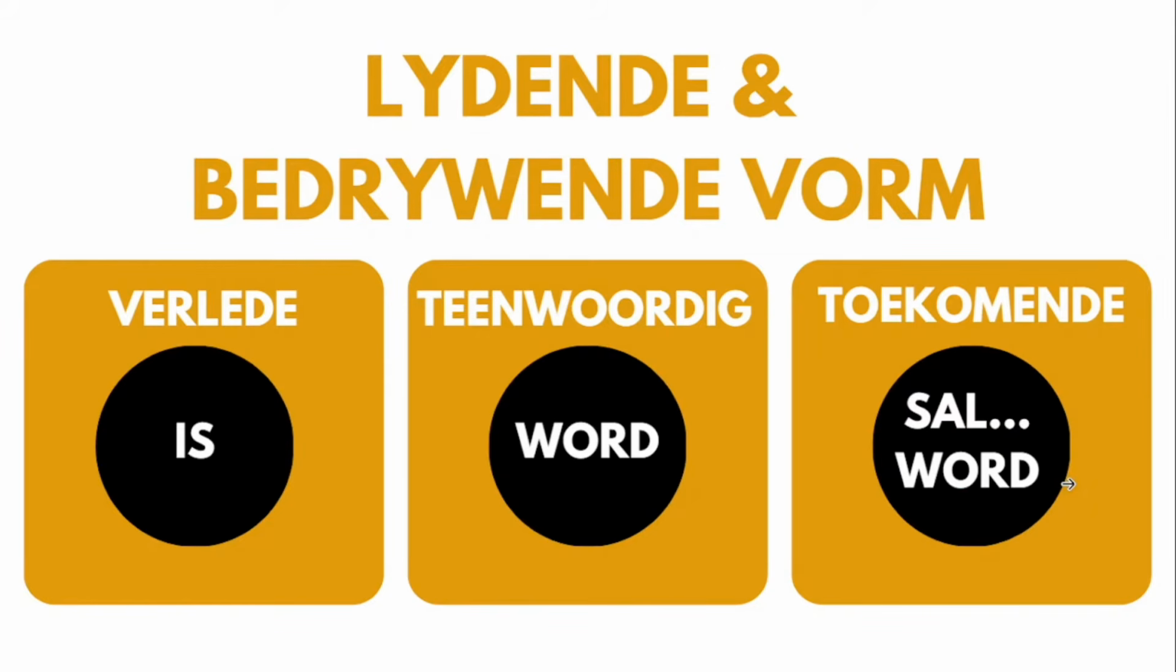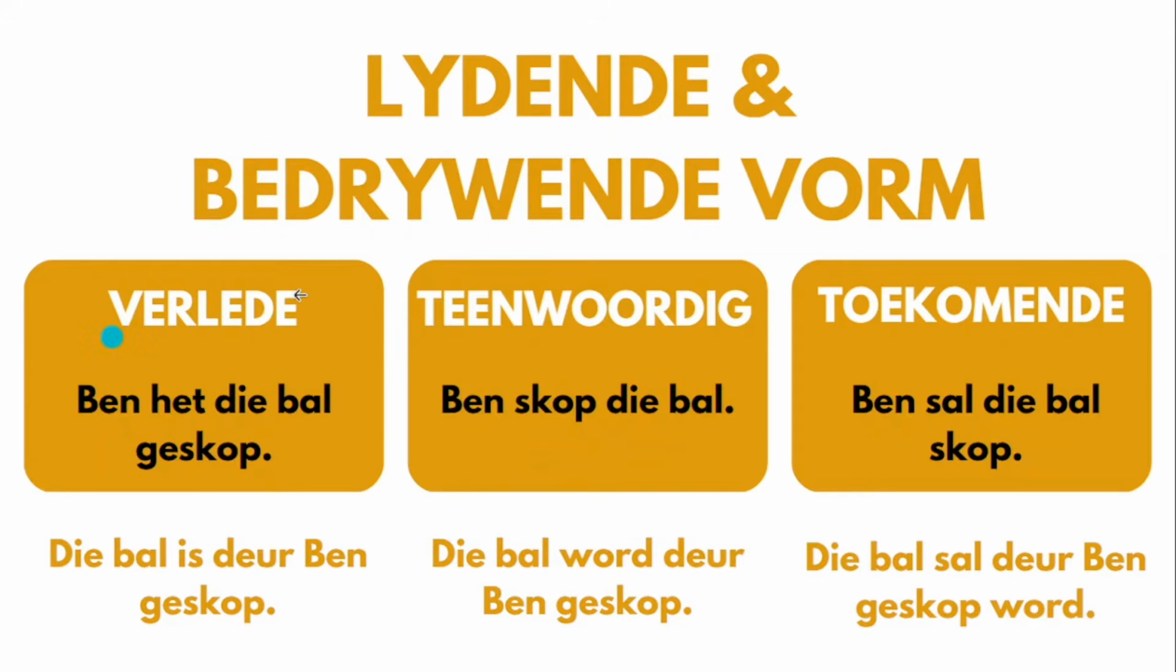Let's look at the first example. So here we have a sentence in the past. Ben het die bal geskop, and then we have teenwoordig: Ben skop die bal, and then we have toekomende: Ben sal die bal skop. Okay, so what I want us to do first is definitely the teenwoordige sentence, which is the present tense. Ben skop die bal.